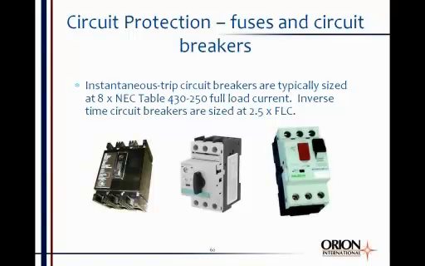Why does it need to be 8 times as great? Well, because the inrush current, the starting current, or the locked rotor current for a typical 3-phase induction motor is about 8 times the full load current. So in order to get the motor started, if you're going to use an instantaneous trip circuit breaker, you have to make it that much larger. If you're going to use an inverse time circuit breaker, they have delay built into the tripping, so you'll size that at 2.5 times the full load current. And again, that full load current is the table value, not the nameplate value.